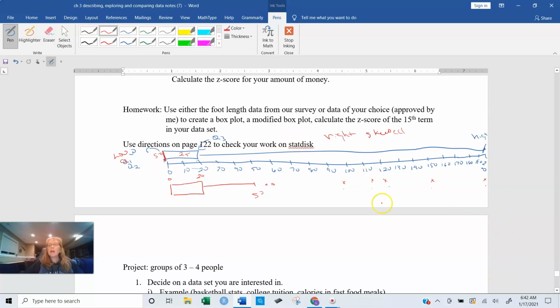Get that done, and then tomorrow we will start our project. I do not want this done in groups of 3 to 4 people. We will be doing this with 2 people. All right, good luck.